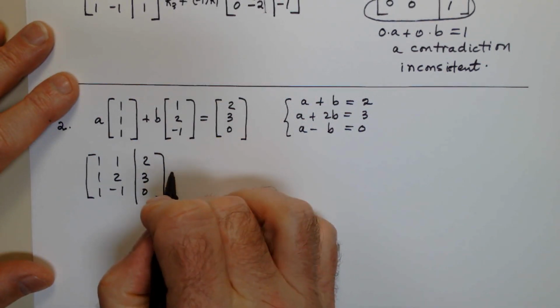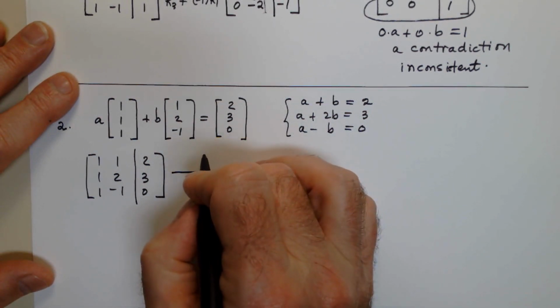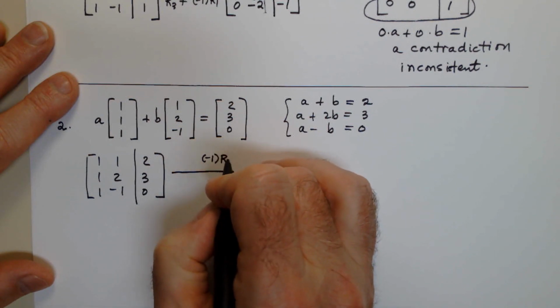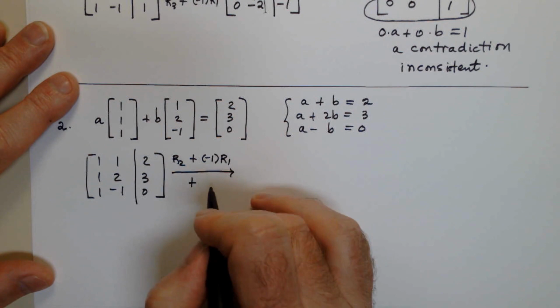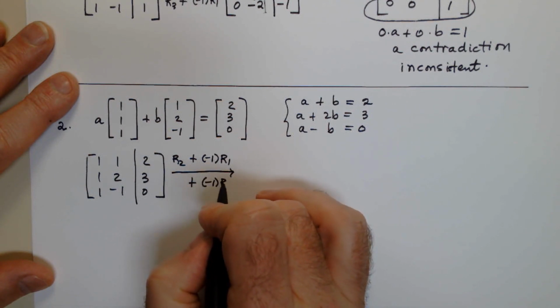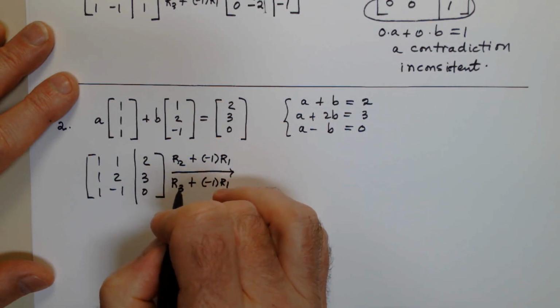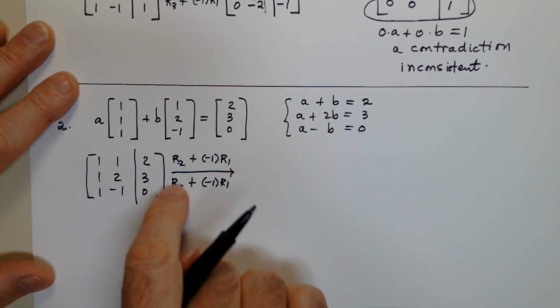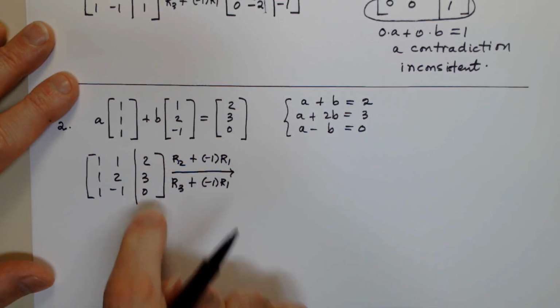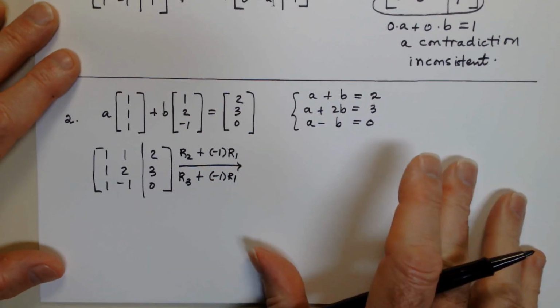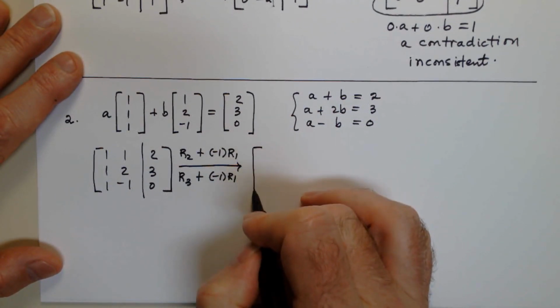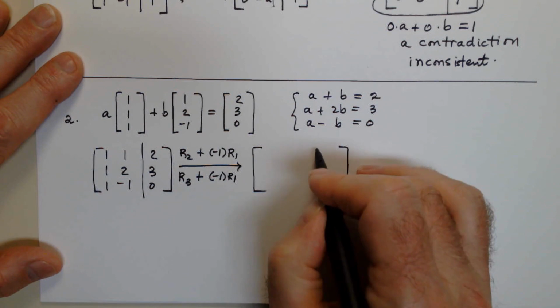So our first steps are still going to be scale row 1 by -1 and add it onto row 2. We're going to scale row 1 by -1 and add it onto row 3. Now, what makes this problem different is that this column is different, and so perhaps we'll get a different result here at the end. Let's wait and see.